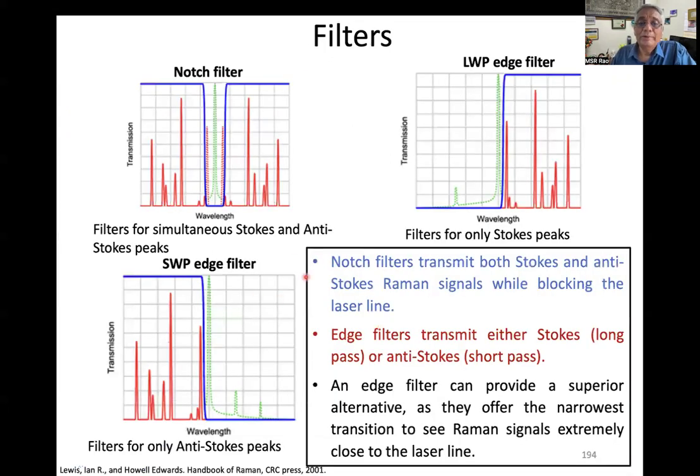So typical notch filters can be used. Notch filters transmit both Stokes and anti-Stokes Raman signals while blocking the laser line. You need to block the laser line because otherwise you're picking up this very high intense laser light itself. And edge filters transmit either Stokes or anti-Stokes lines specifically. An edge filter also can provide a superior alternative as these filters can offer the narrowest transitions to see Raman signals extremely close to the laser line.